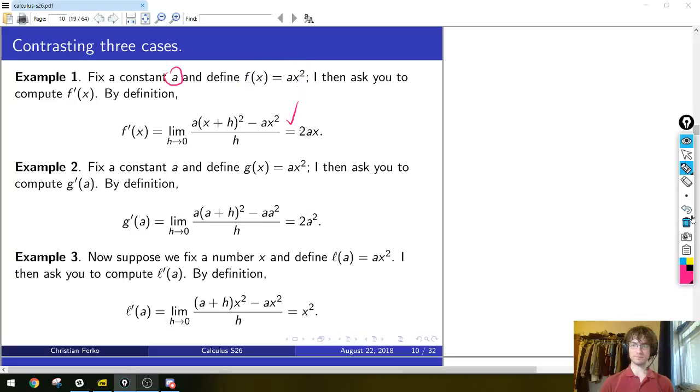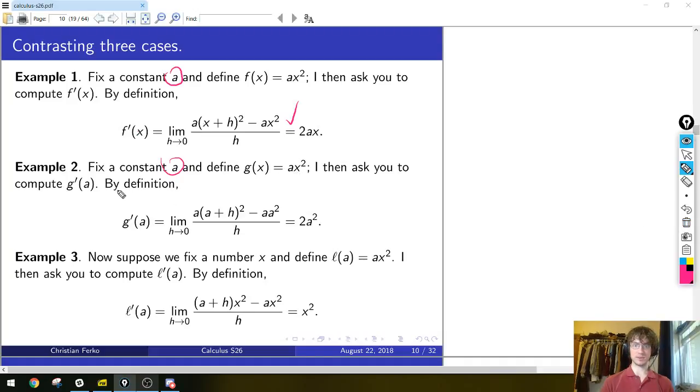Fine. That's one thing. Second thing, still fix the constant a. I use a different letter so we don't get confused, but call it g of x. It's the same as f. It's ax squared. The difference is now I'm asking you to compute g prime of a. Now the thing that is confusing about this is because I'm using the letter a both for the constant appearing in the function, which was variable type 2 on the previous slide in the 3 types of variables. It's being used both as the second type of variable and as the point at which we evaluate the derivative, which was the 3rd type of variable.